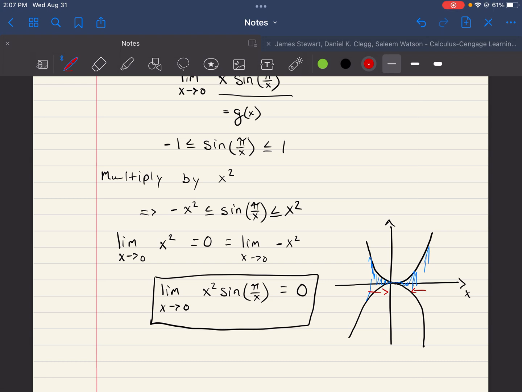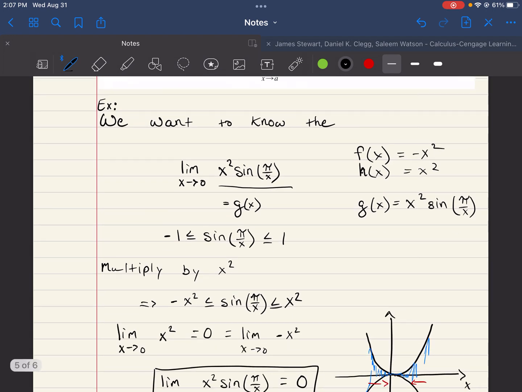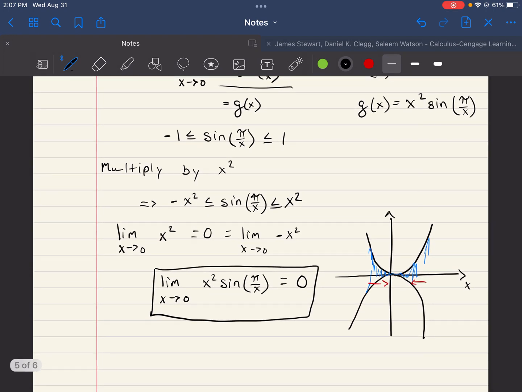So that limit has to exist because we've sandwiched it in by functions that bound it from above and below, finding a function f of x, which we said was negative x squared, and h of x, which was x squared, where these two functions contained all of the behavior of our g of x. So we said that the limit for that g of x as x goes to 0 equals 0. So that's an example of using the squeeze theorem.